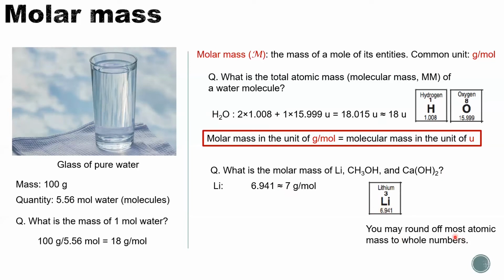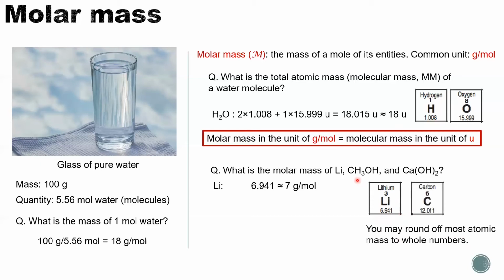I say most because there are a few elements with a molar mass close to, say for chlorine, it's 35.45. It's kind of in between, very close to 5 in the first digit after the decimal. So for those, we keep that as something .5. We don't round it off to whole numbers, to maintain the accuracy of the number.